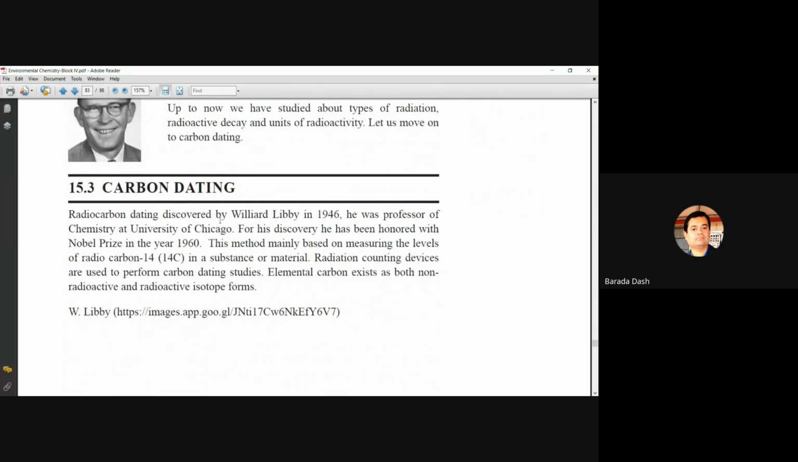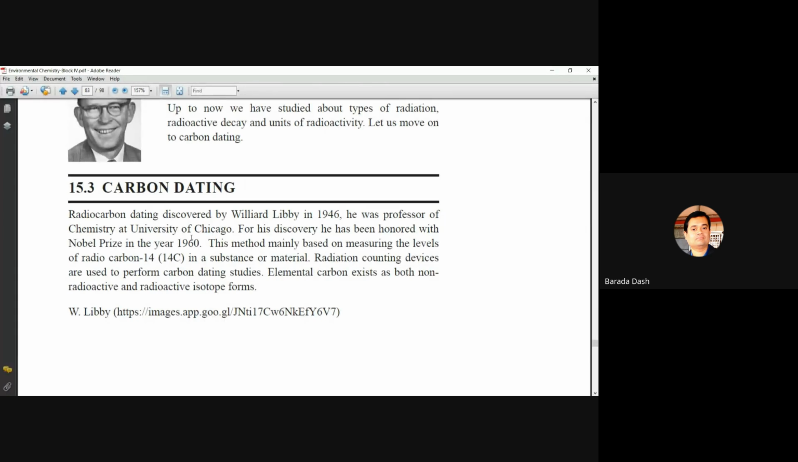Radiocarbon dating was discovered by Willard Libby in 1946. He was a professor of chemistry at the University of Chicago. For his discovery, he was honored with the Nobel Prize in 1960. So carbon dating is a very important method in radioactivity.